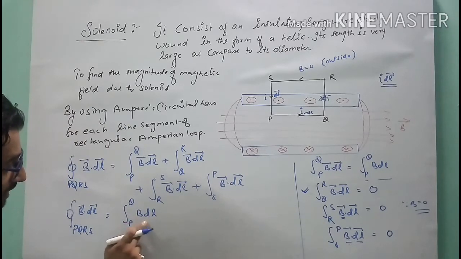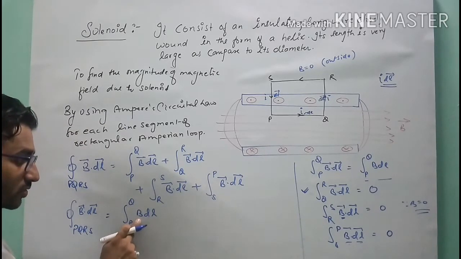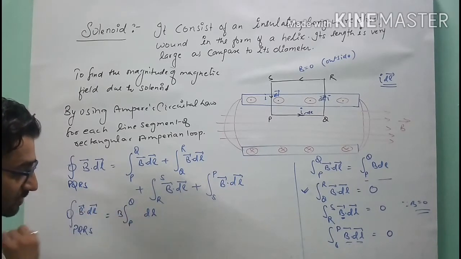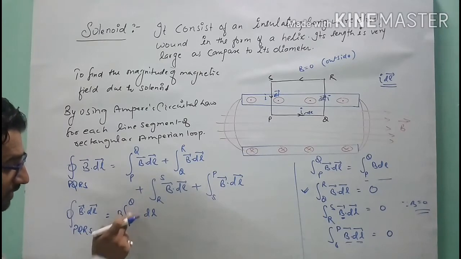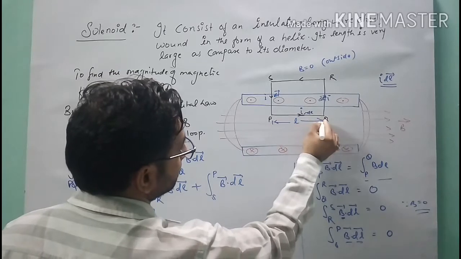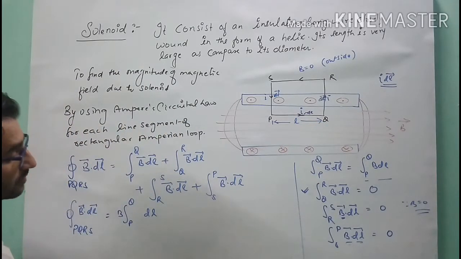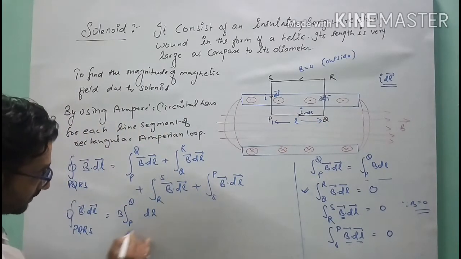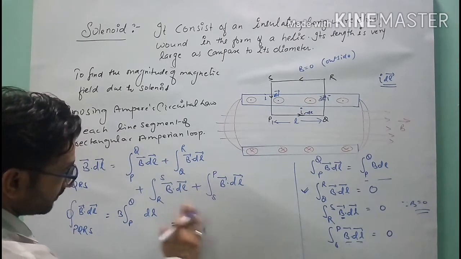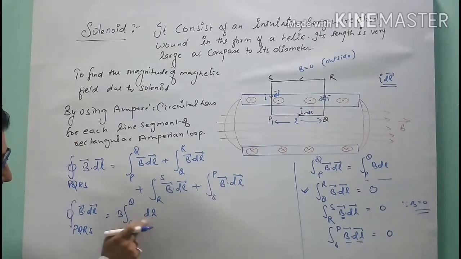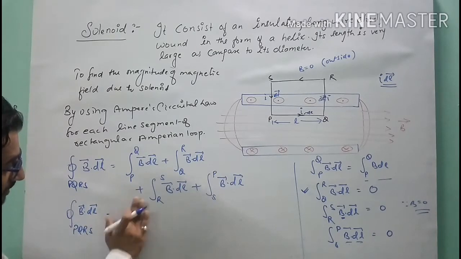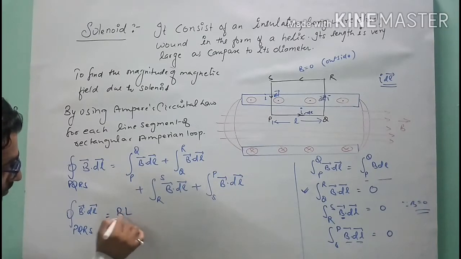Now dear student, B dot dl, the angle between them is 0. So B dl, B will come outside, and the integration of dl for the length PQ is equal to L. Suppose this length is L. Length of PQ is L. So for that we can write here directly the line integral, integration of dl for PQ is equal to L. So I will write here directly B into L.